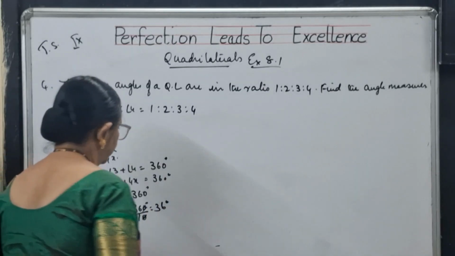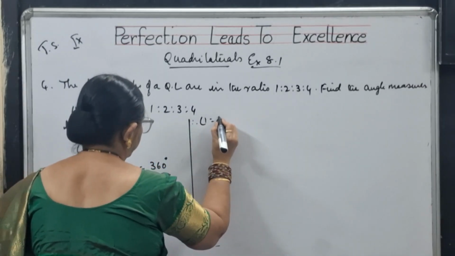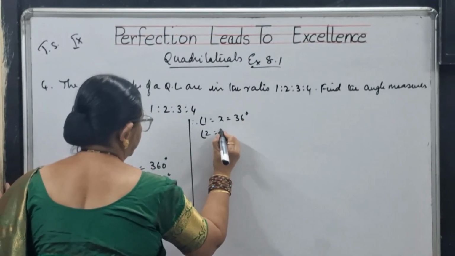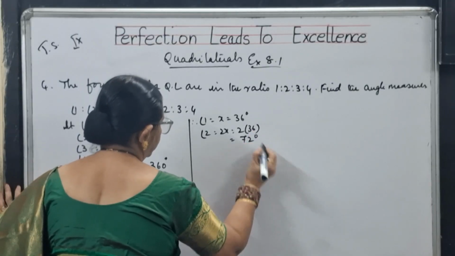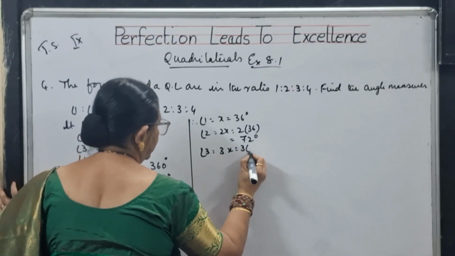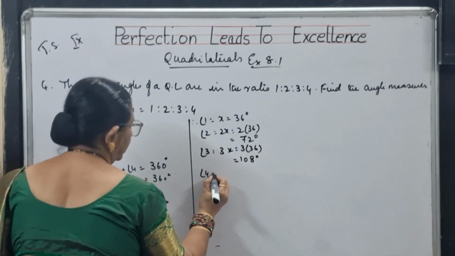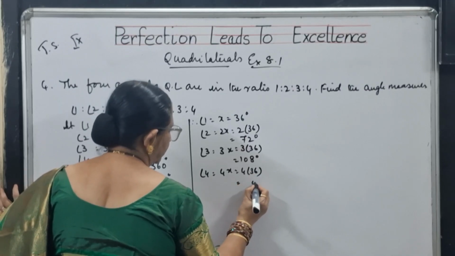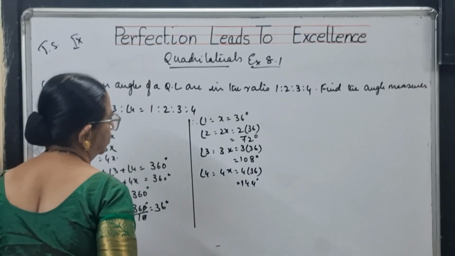So what is x? 360 degrees by 10 is equal to 36 degrees. Since we have got the x value as 36 degrees, angle 1 is x, that is 36 degrees. Angle 2 is 2x, 2 into 36, that is 72 degrees. Angle 3 is 3x, 3 into 36, that is 108 degrees. Angle 4 is 4x, 4 into 36, that is 144 degrees.